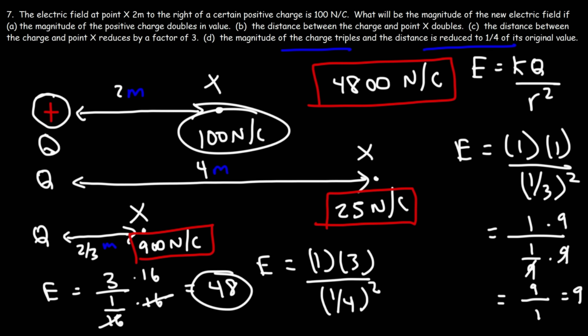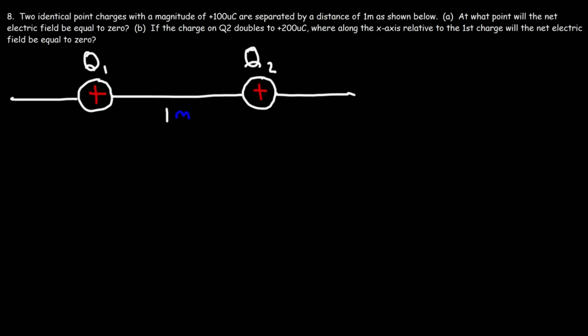So the reason why it's so high is because we've increased the charge, which causes E to go up, and at the same time we reduce the distance, which greatly increased the value of E. So that's it for this problem.